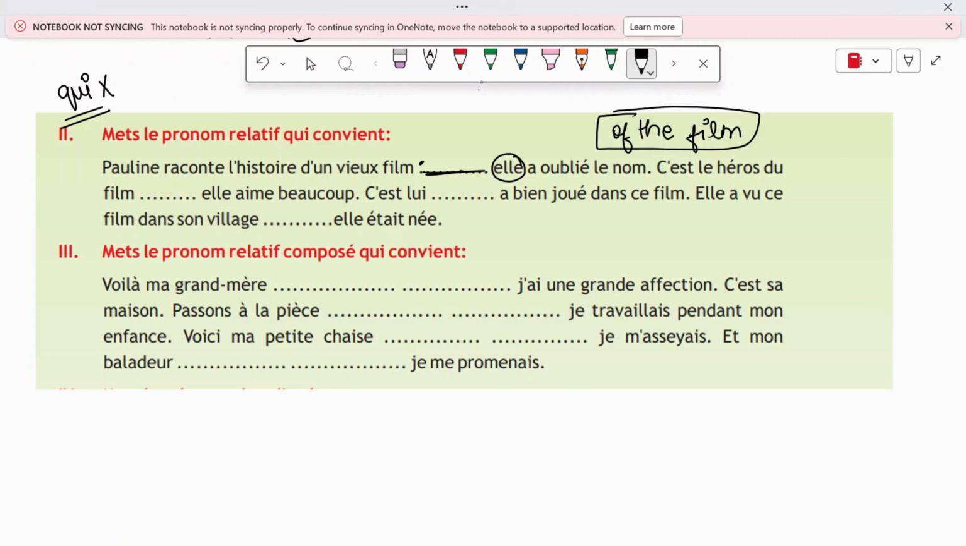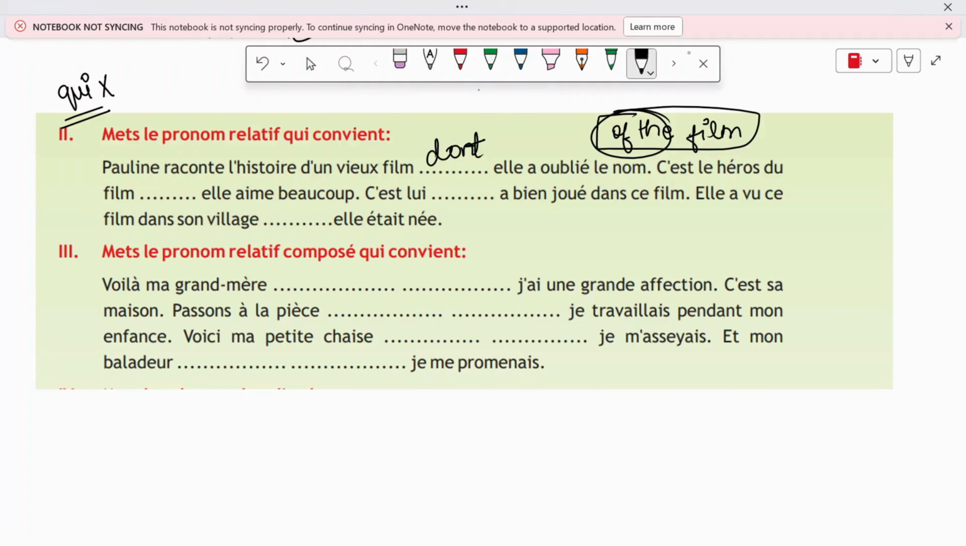Okay, so just forget this fill in the blank for now, assume it like two sentences. So Pauline raconte l'histoire de vieux film. She narrates, Pauline or a guy, so Pauline narrates the story of the old film. She had forgotten the name of the old film. Of the, so in this case we put the. So the complete meaning is that she was narrating the story of the film of which she forgot the name. So it will be the. C'est l'héros. This is the hero of the film, du film.